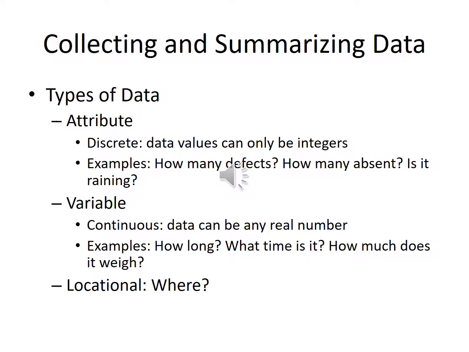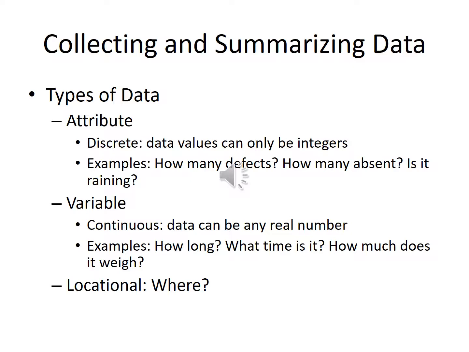There are different types of data, and depending on the data type, it will affect how we analyze it. First thing I like to talk about is attribute, and I'm going to use my car as an example. It's discrete. I'm going to talk about how many defects there are on my car. Well, it's got a cracked windshield, the door handle's broken a little bit, and there's a speaker on the radio that doesn't work. So I got 3 defects.